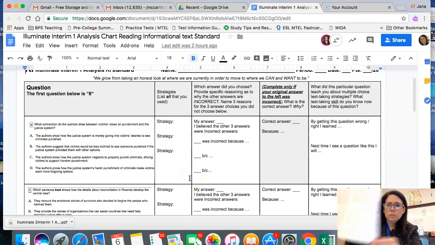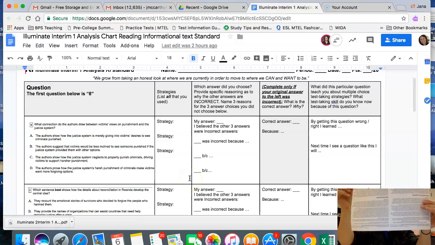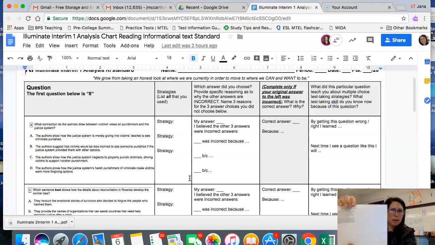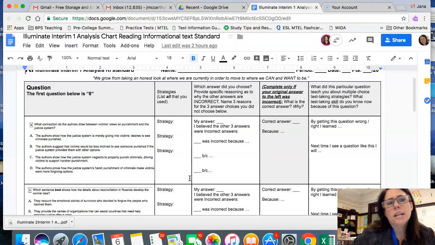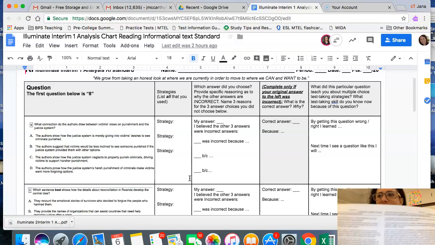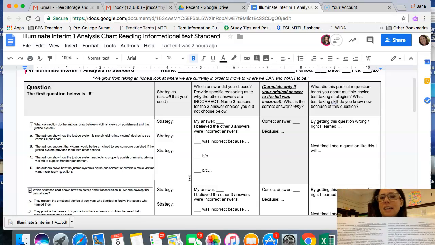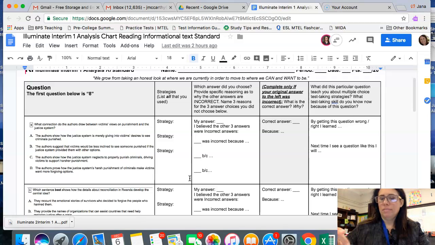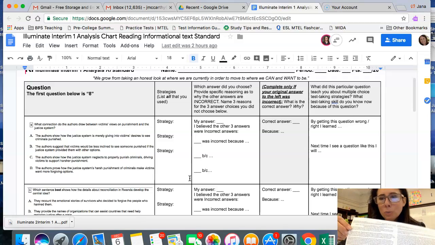The actual text is right here. It's two sides, here and here. Now we know that one strategy we want to do first and foremost is to preview the questions, but I do want you to take a look at the title and the little blurb after it, because we do need to know what type of text this is.